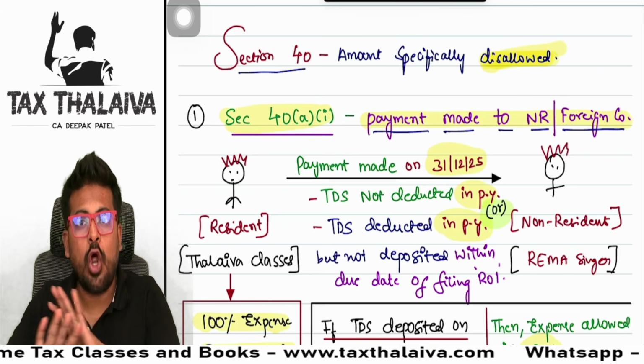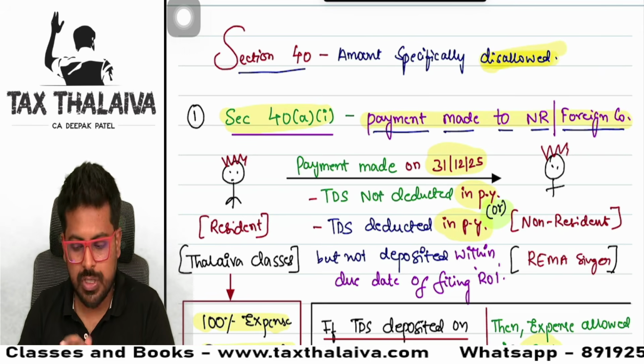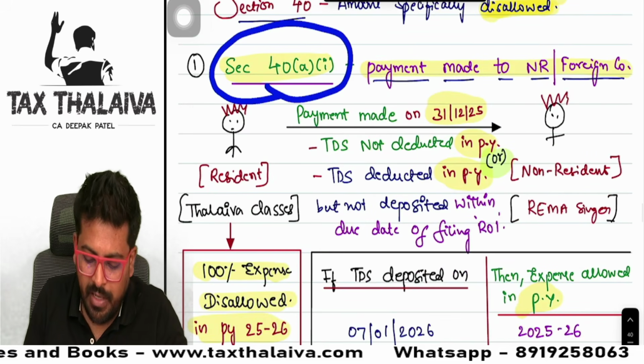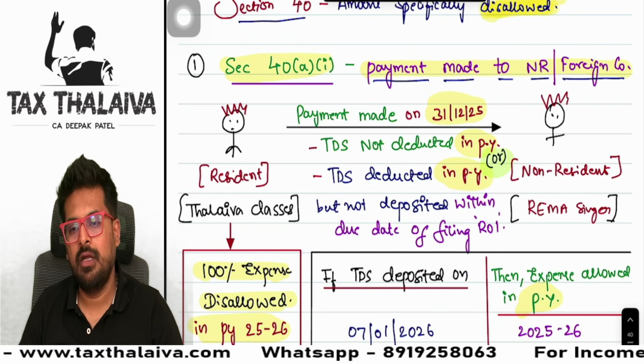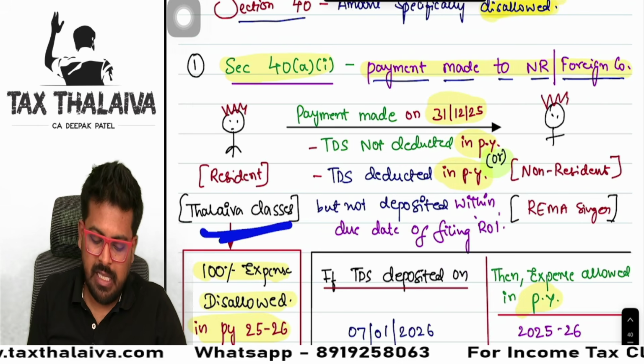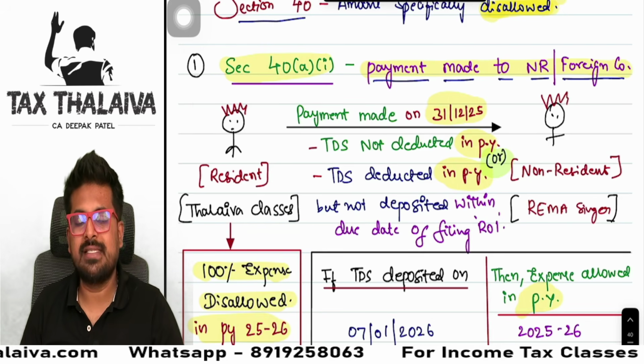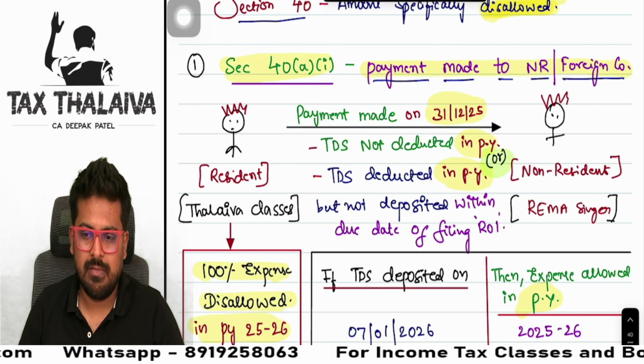Means these are expenses not allowed. What are those? First one is 40A(1): payment made to a non-resident or foreign company. We'll take one example. Let's say there is a coaching institute called Thalaiva Classes.